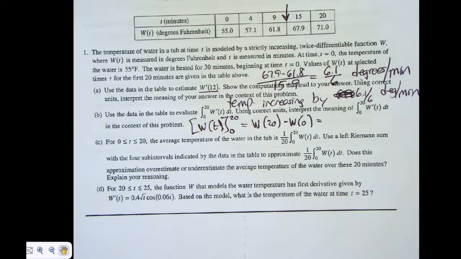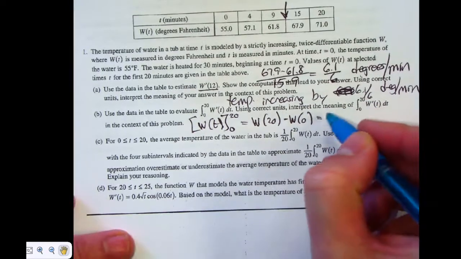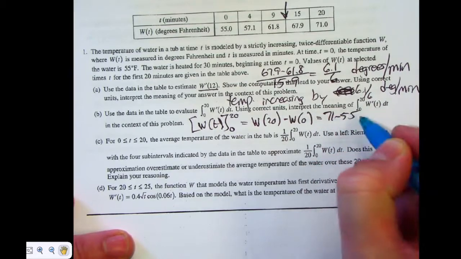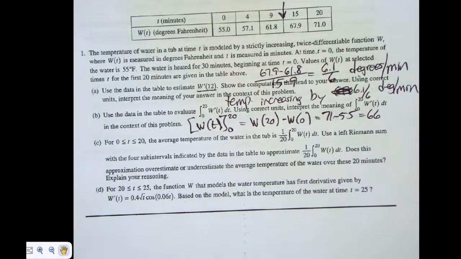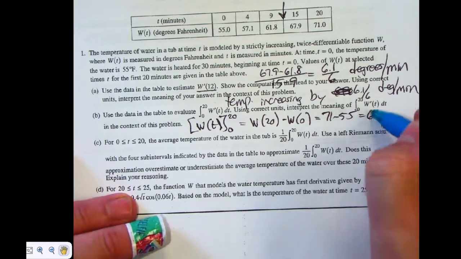Yep. That's the fundamental theorem of calculus, right? The integral from a to b of f prime of x is going to be equal to f of b minus f of a. We usually put that step in the middle: f of x from a to b. That's exactly what we're doing in this problem. We're going to plug in W of 20 minus W of 0, so that's 71 minus 55. That's 16.